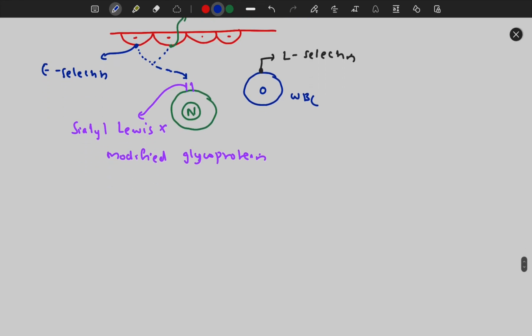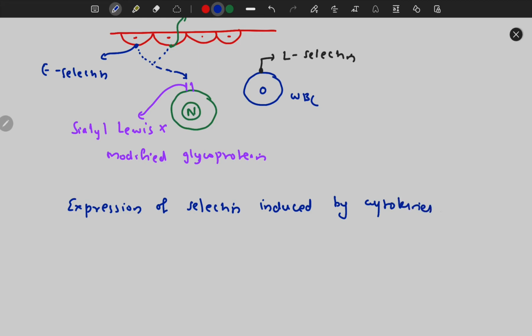So the expression of selectins, that is L-selectin, E-selectin, P-selectin, is actually induced by the cytokines such as interleukin 1 and tumor necrosis factor.